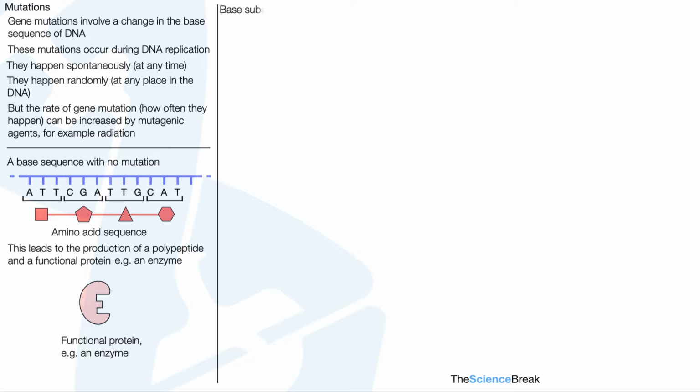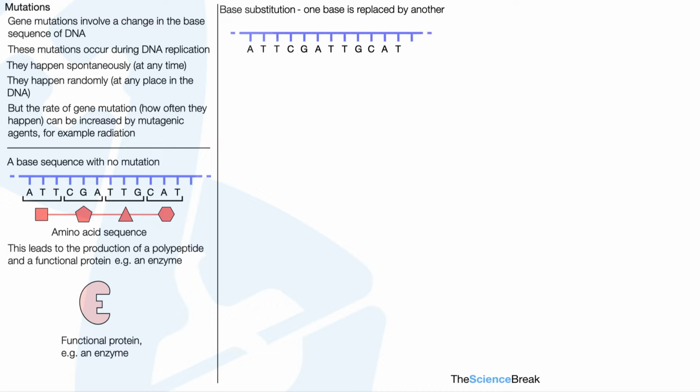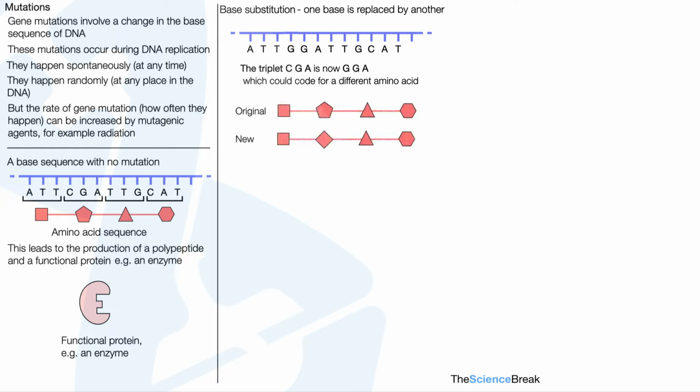The first mutation is a base substitution. This is where one base is replaced by another. Here's our original base sequence in DNA. We can see that a C, cytosine, is replaced by G, guanine. The triplet base CGA is now GGA. This could code for a different amino acid. So here's our original base sequence, and here's our new base sequence. One amino acid has been changed.